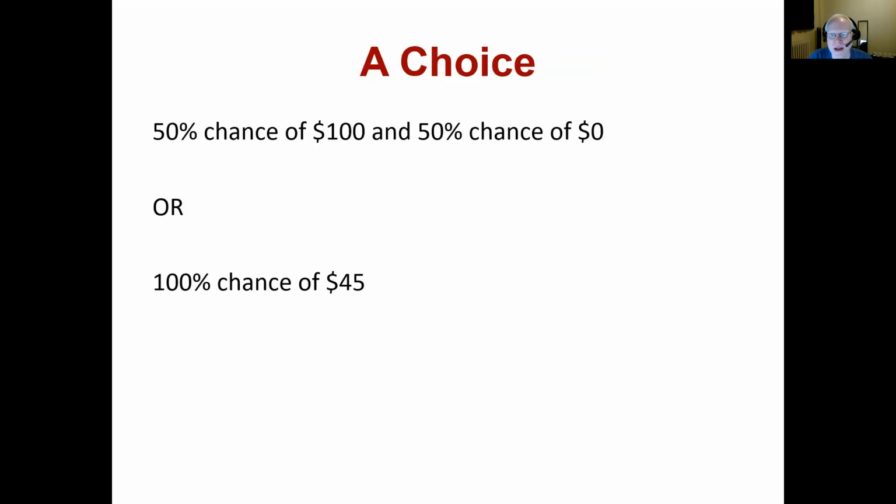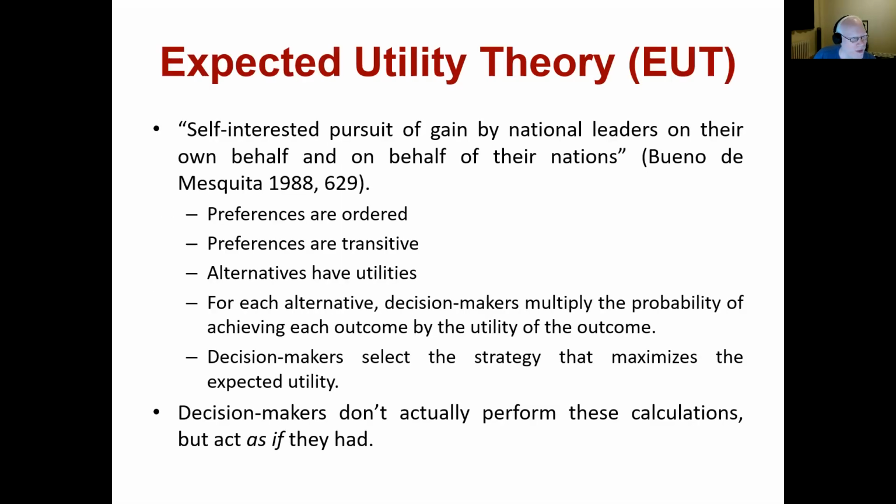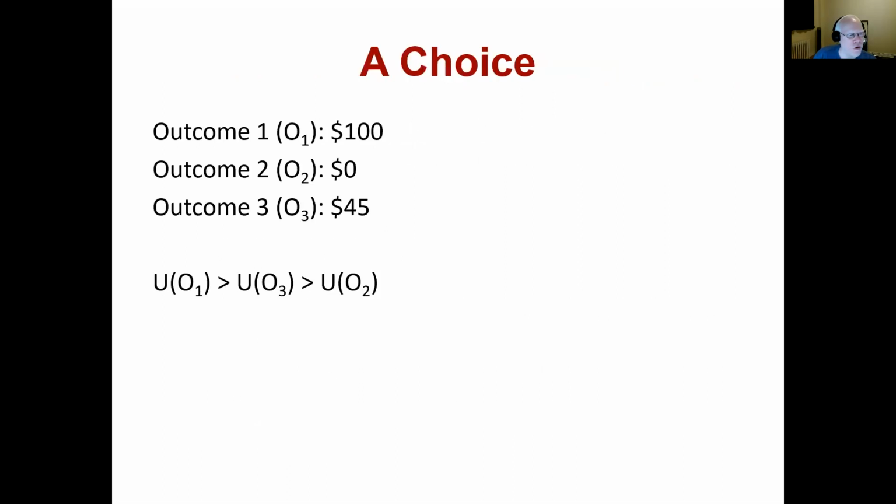All right, so let's see this worked out with all the different stages. Again, we've got the 50% chance of getting $100 and 50% chance of getting $0, or 100% chance of getting $45, right? First step, we need to identify all of the different options and make sure that they are ordered. There are 3 possible outcomes here: outcome 1, where you get $100, outcome 2, where you get $0, and outcome 3, where you get $45. At this point, we're not bringing probabilities in. We're just ordering the possible outcomes and how much you like each of them.